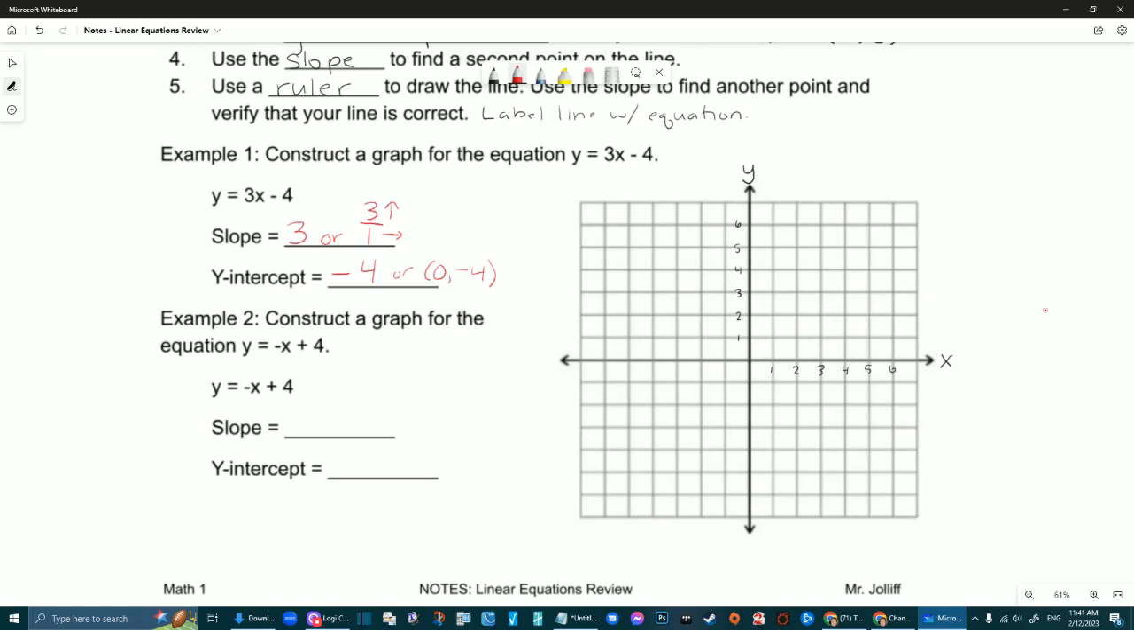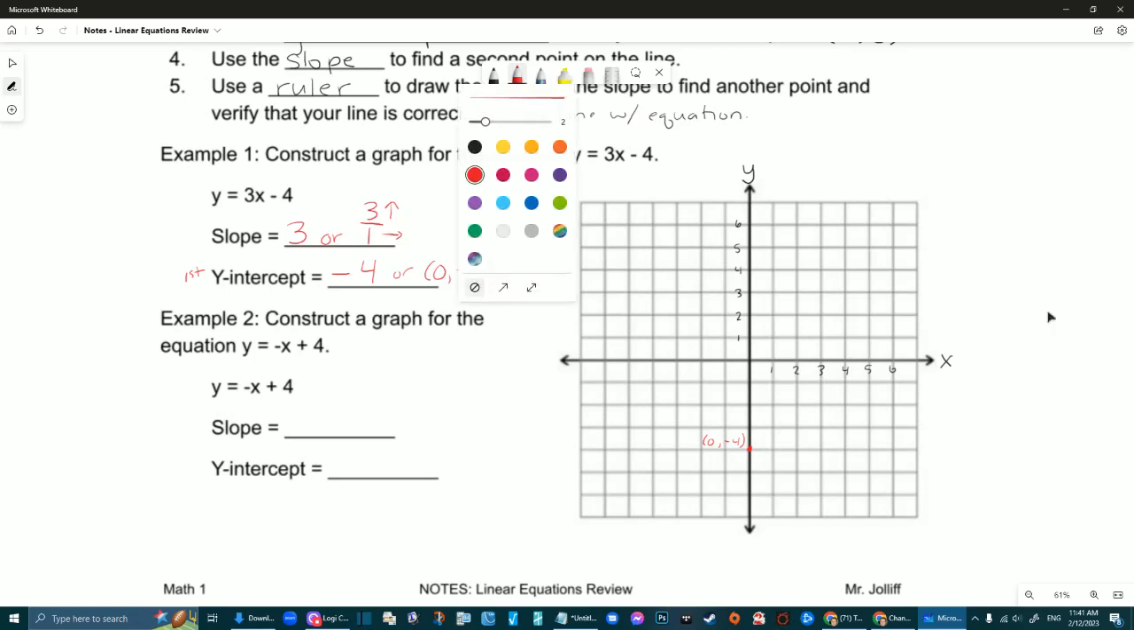Okay, our next step, we plot our y-intercept first. This is the first thing we plot. So I'm going to go down to minus 4: 1, 2, 3, 4 would be right here. And I'm going to label that point as neatly as I can: (0, -4).